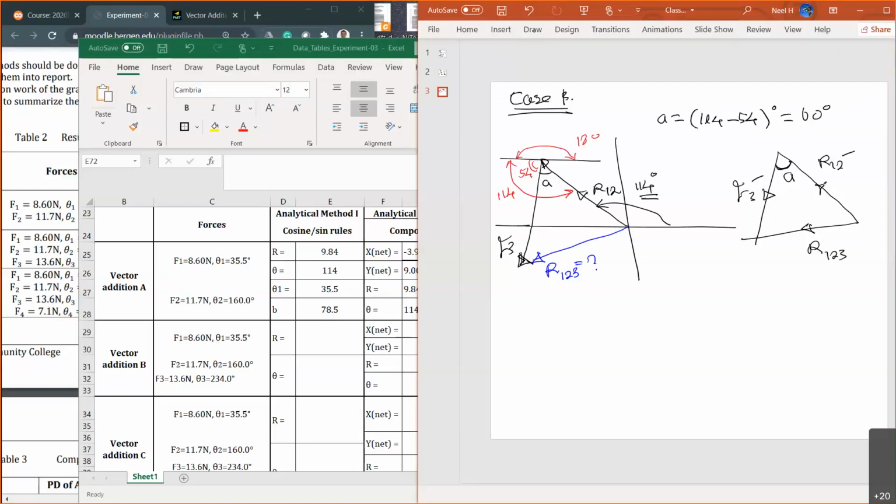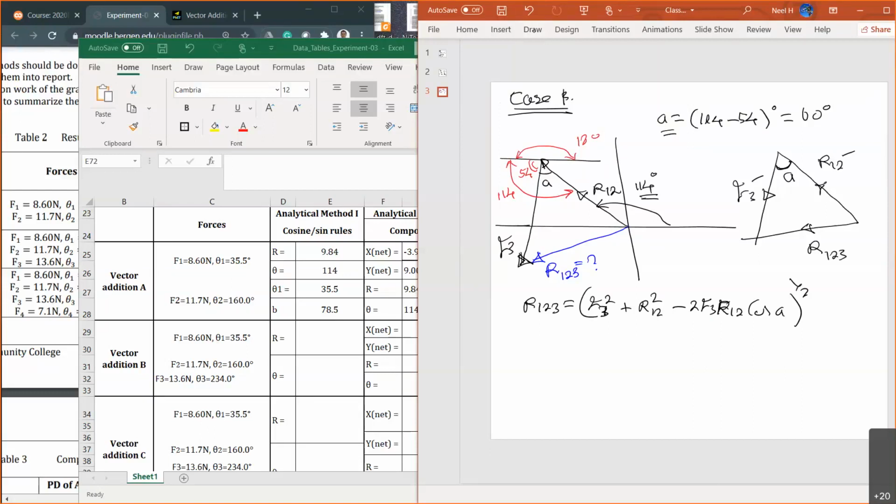Okay. Now I know A, I know F1 and R12. I can find R of 1, 2, 3, which is equal to the square root of F3 to the power 2 plus R of 1, 2 to the power 2 minus twice F3 R of 1, 2 cosine A.